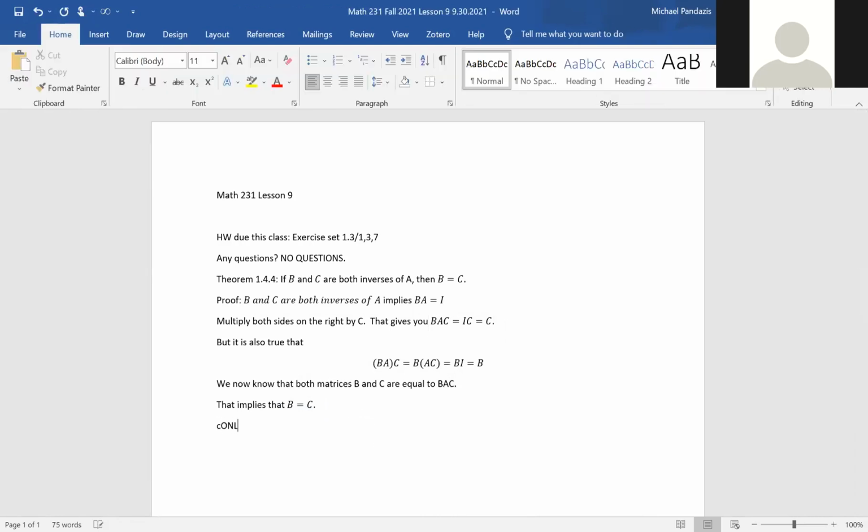And so what's our conclusion? Our conclusion is that a matrix has exactly one inverse. That's because if you have two inverses of the same matrix, they have to be equal. It says here that if B and C are both inverses of A, then B equals C. And so that means that the inverse of a matrix is unique. A matrix has exactly one inverse. That's the conclusion from theorem 1.4.4.